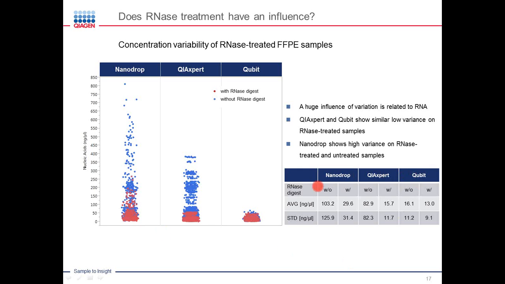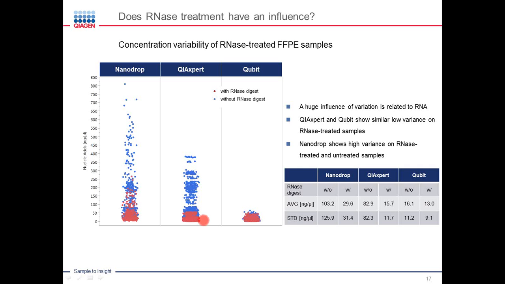And when you look at the table here, you can also see that on the QIAxpert, with the average value that we obtained, we got much closer to what we also measured with the qubit system, where we still see a higher variation in terms of measurement on the nanodrop.